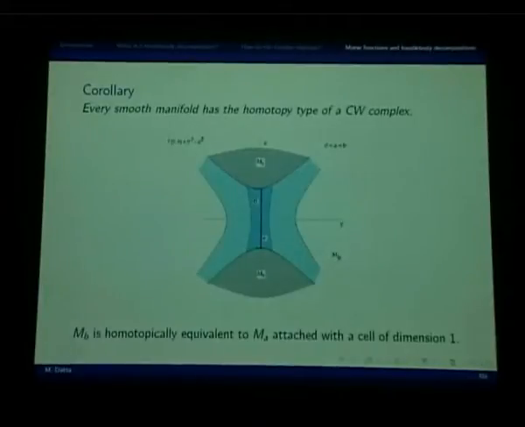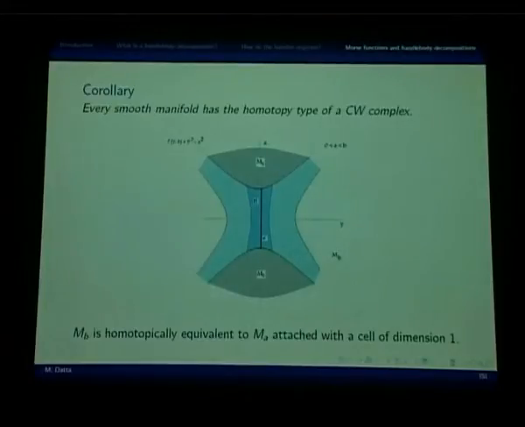So what is a CW complex? A CW complex consists of certain cells of some dimension. Cells means they are just homeomorphic copies of balls. They may be lower dimensional things.